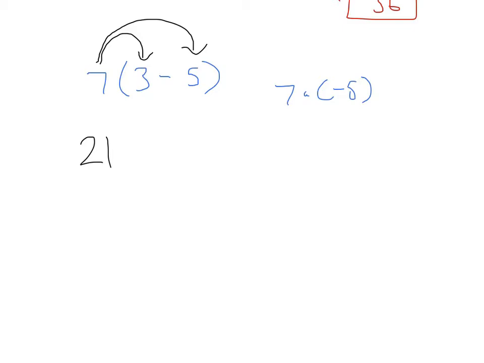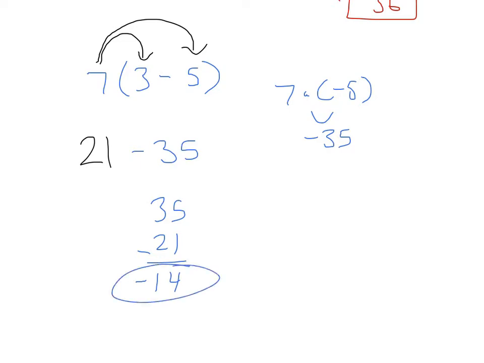So what we get here is this 21. And then that equals negative 35, so I plop it in right there as a minus 35. Okay, so 21 minus 35, well, that'd be like 35 minus 21, and that gets you 14, but we're talking about 21 minus 35, so it's going to be negative. So 21 minus 35 gets you negative 14.